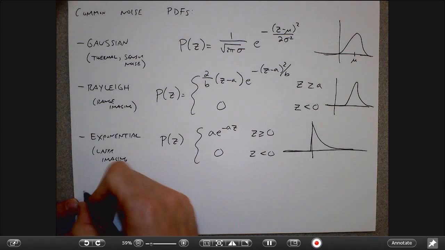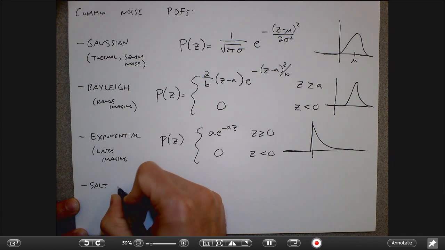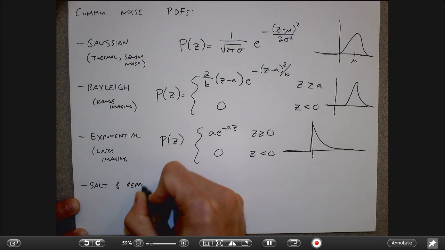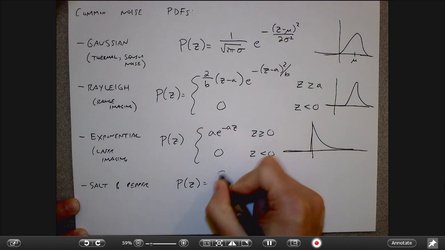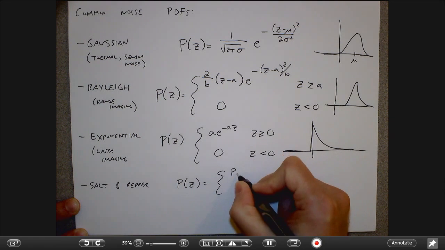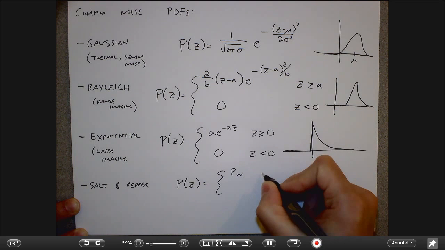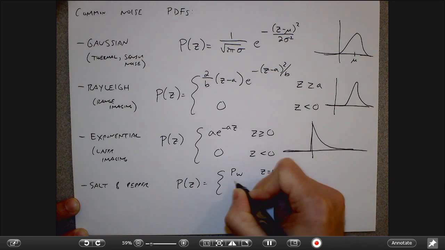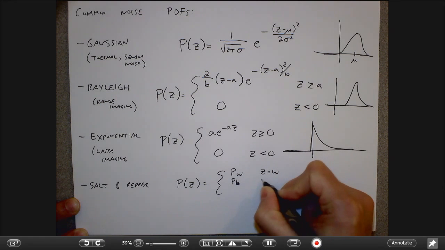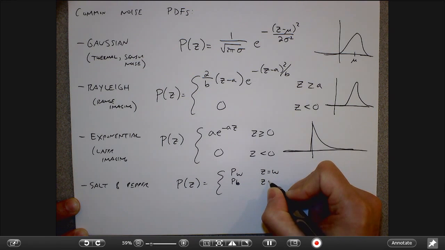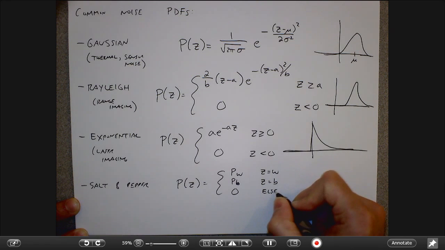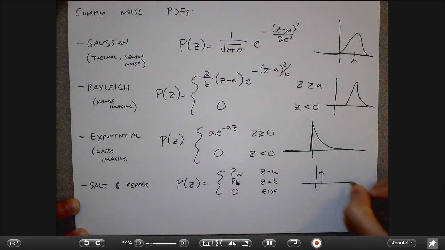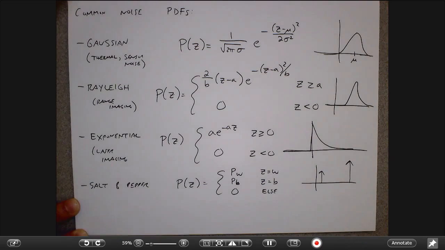Salt and pepper noise, we talked about in the context of median filtering, is basically like, I've got some probability of white, probability of black, and 0 else. So what salt and pepper noise looks like is I have two delta functions. They're telling me, okay, I have a probability of flipping a bit, yes or no.